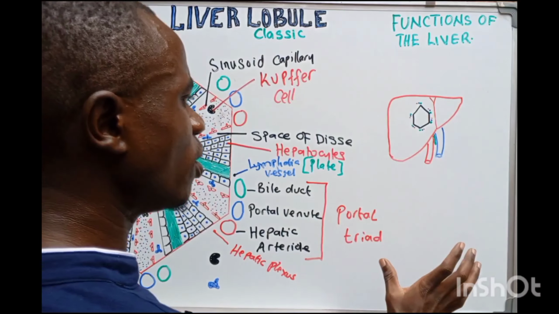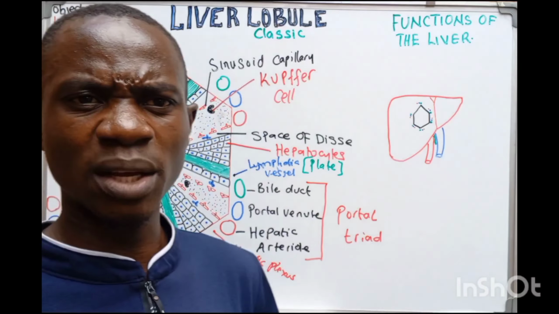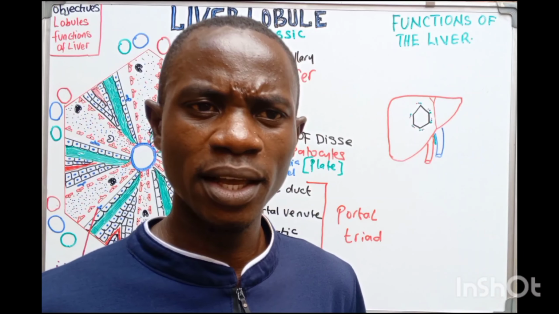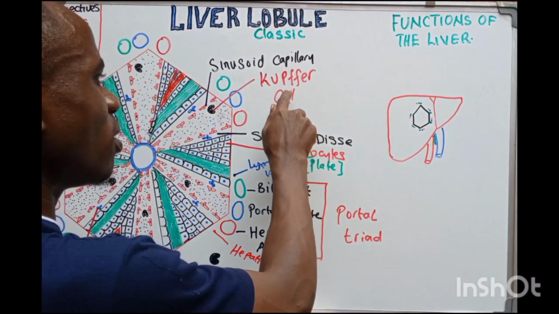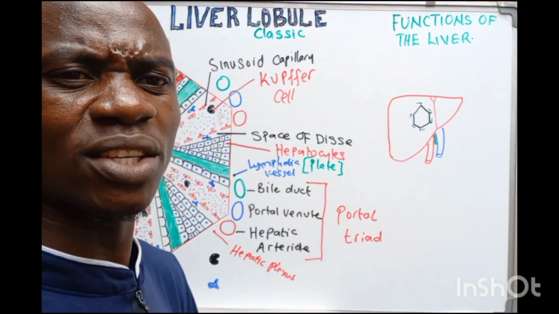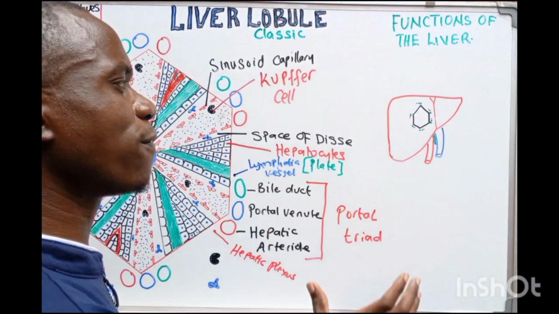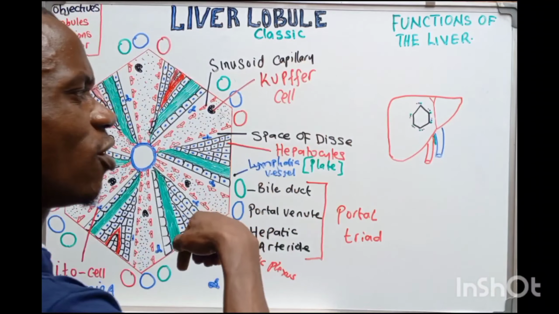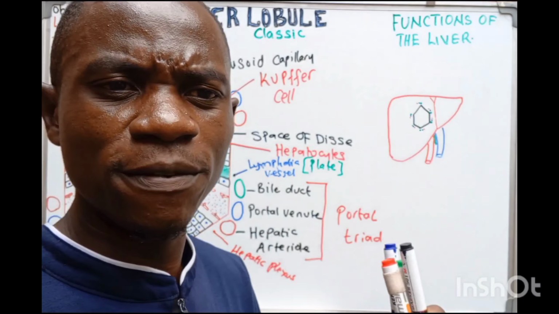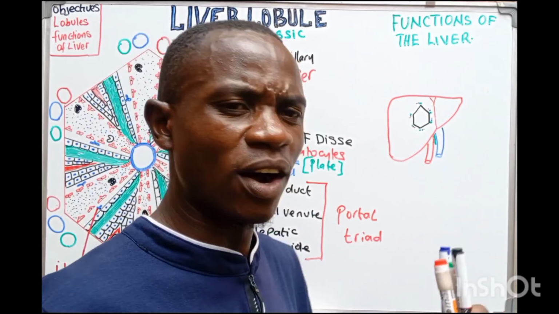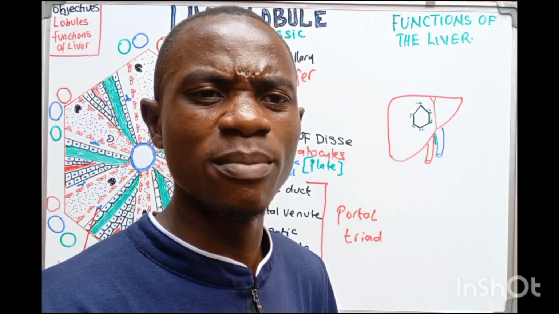This one is very important, playing a role in immunity. You know, when you have a lot of substances being absorbed, like for example pathogens and toxins, the Kupffer cell is going to make sure that all the pathogens are phagocytosed, such that before this blood leaves the liver to go into the general circulation, it is clean and free from infections. And that's why the liver also plays a role in immunity.